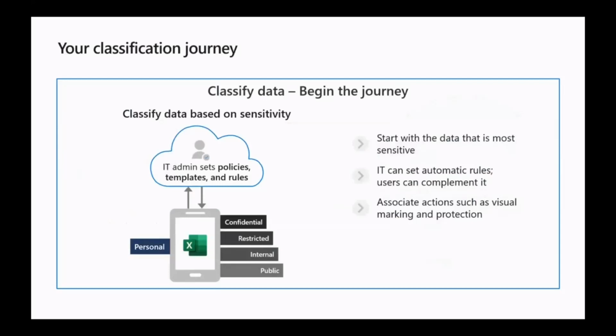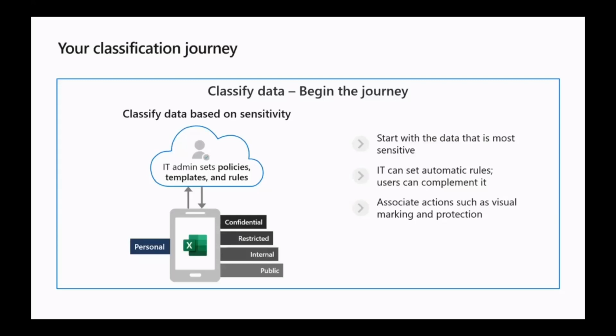The IT department can set automatic rules, and users in that case can complement them. By default, you can create a certain set of rules that could be applied at the department level, and then each user inside the department can complement, can extend those settings. Then you can associate actions such as visual marking and protection, and depending on the presence or the absence of those labels, you can start applying different levels of protection policies.